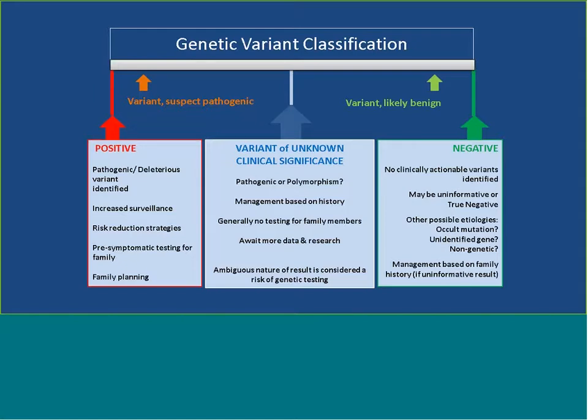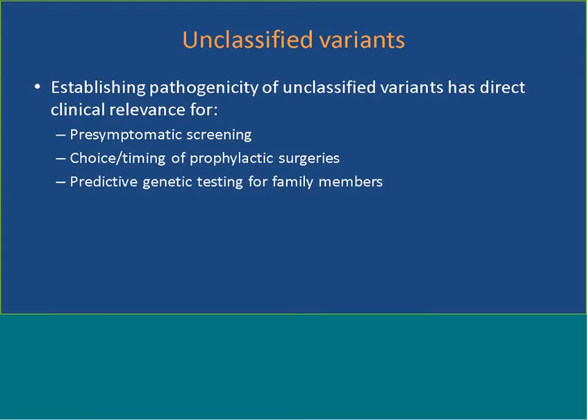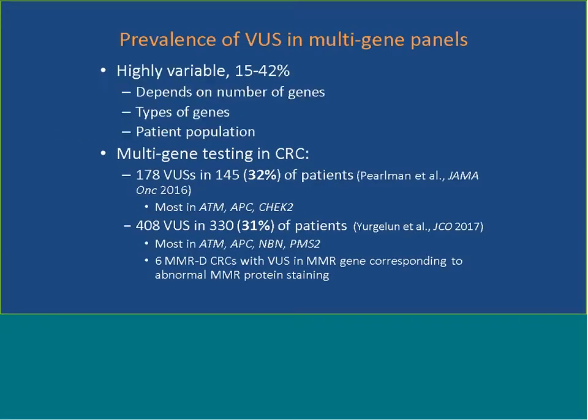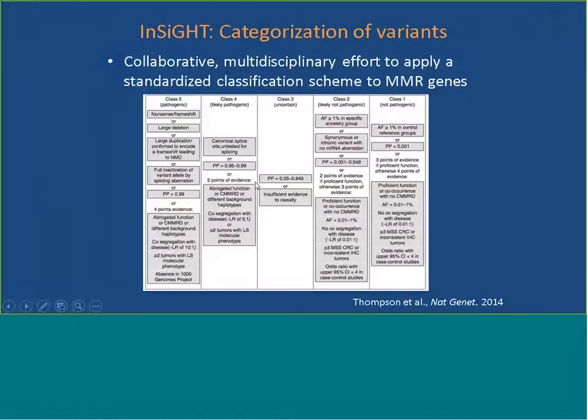So the other challenge of multiplex testing is variants of unknown significance. I think we're all familiar with the characterization of these variants. It's very important to know what to do with a variant and whether it can be reclassified, because it has implications for pre-symptomatic screening, timing of prophylactic surgeries, and of course predictive testing for family members. The VUS rate is very variable, 15 to 42%, depending on how many genes you test, what types of genes you're testing, and the patient population. In Matt and Heather's study, the rate was roughly 30%.